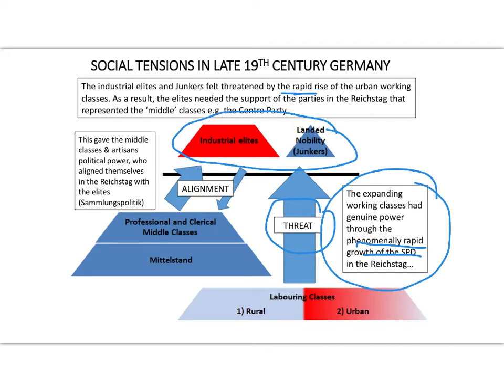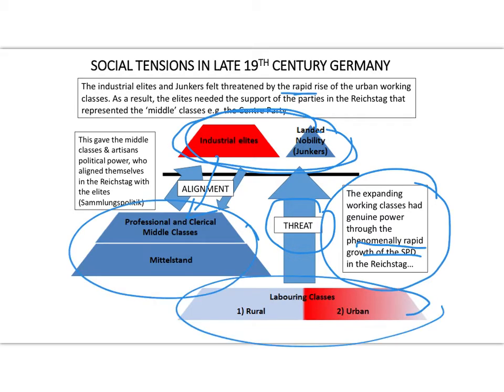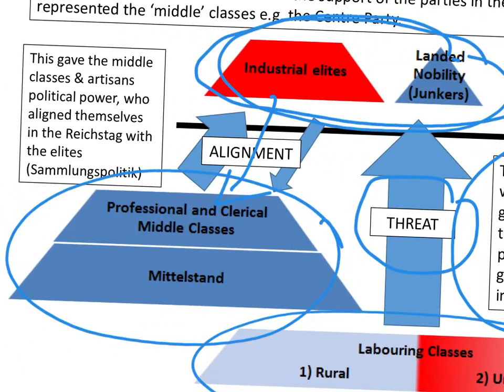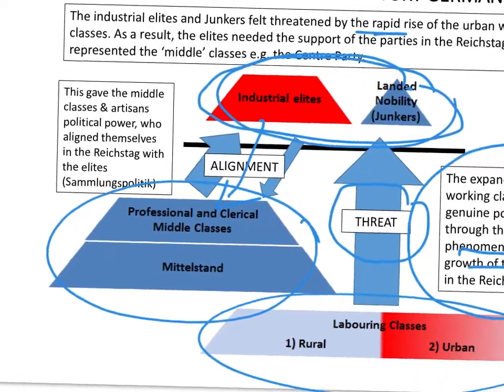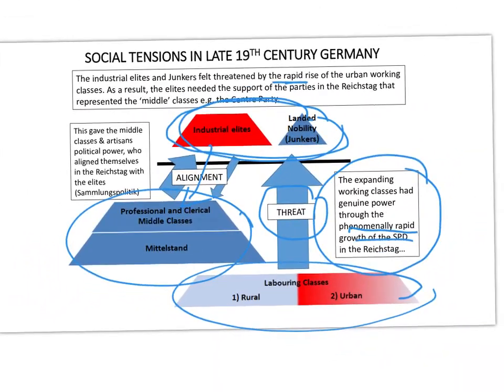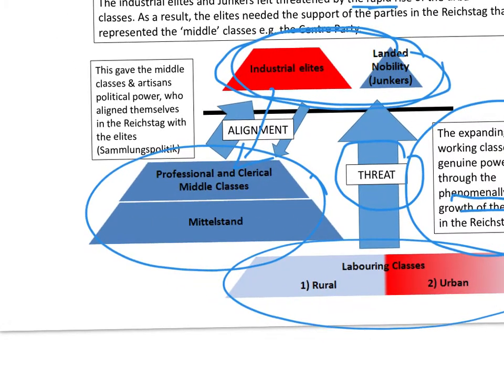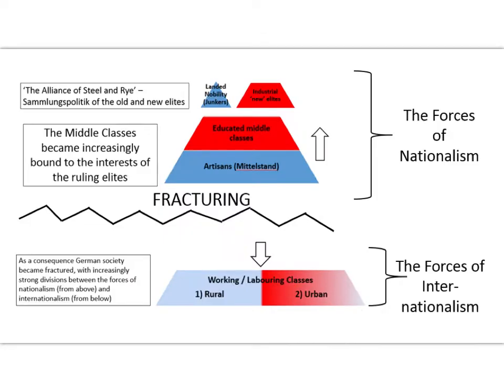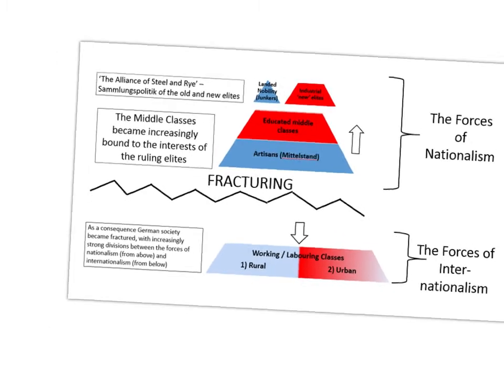And as a result, the elites needed the support of the parties in the Reichstag that represented the middle classes, e.g. the Centre Party and so on. So these groups at the top, therefore, said, we need your backing against these groups at the bottom. And so there was an alignment there, a coming together of the elites and the professional middle classes. In a sense the diagram is maybe not completely accurate, because the Mittelstand didn't really fit into normal politics, and I should probably have separated that out. Okay, so there's that summary of the fracturing that we're talking about.